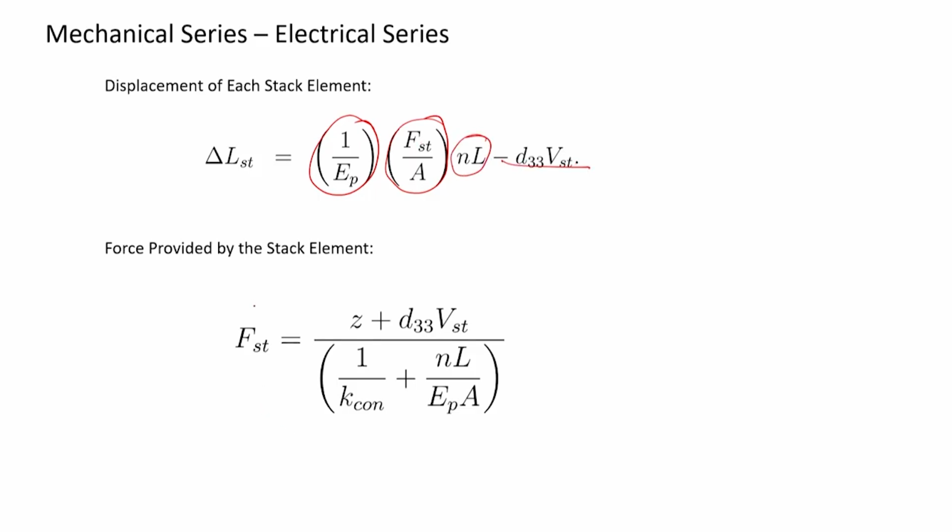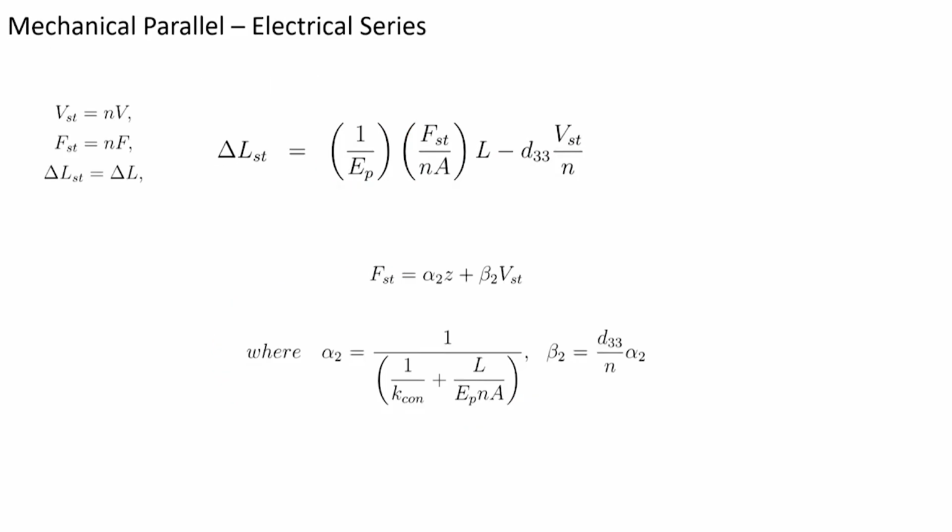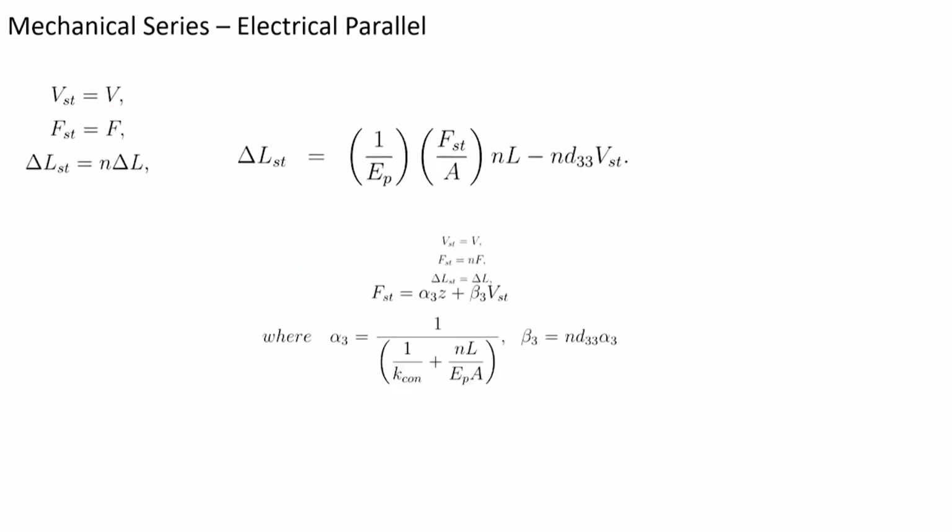So, from this you can calculate what will be the stack force. The same thing you can do for a mechanically parallel and electrically series system. Electrically series, so VST is NV, and mechanically parallel, so FST is N times the force. Hence you will now get a modified relationship for the system. Similarly, if you go for a mechanically series and electrically parallel system, in this case FST will be F only and VST will be V only, and hence the relationship changes accordingly.